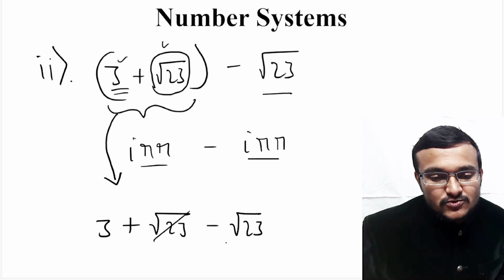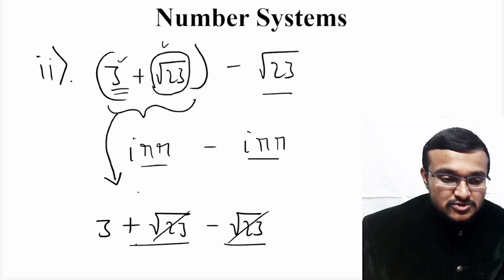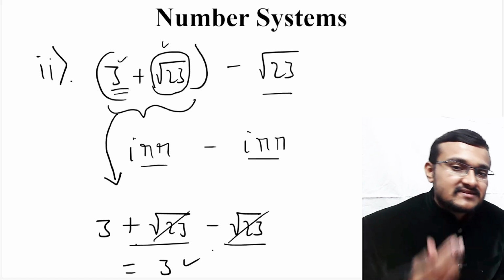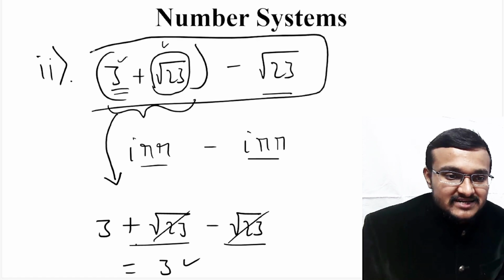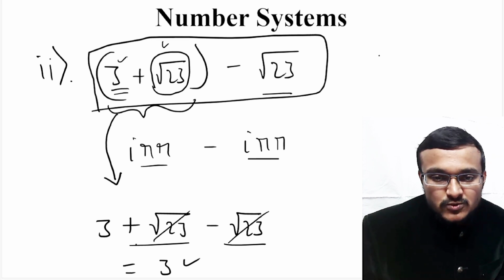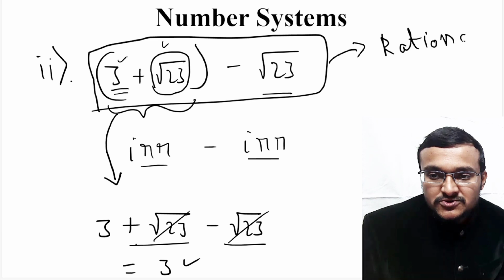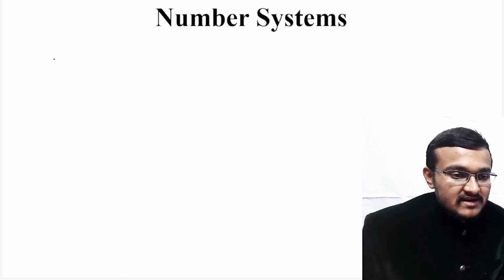So here root 23 and root 23 can get cancelled with each other, because plus root 23 and minus root 23 will give you 0. So 3 plus 0 is 3. So you are getting the answer as 3, and we know that 3 is a rational number. So that means this entire term, that is 3 plus root 23 minus root 23, is a rational number. So in the first question we got an irrational number, in the second question we are getting a rational number.